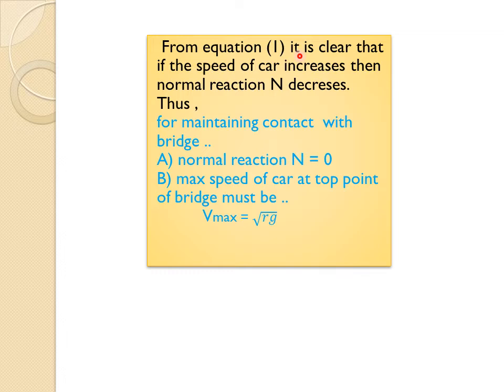From equation 1, it is clear that if the speed of the car increases, then normal reaction n decreases. Thus, for maintaining contact with the bridge, normal reaction n should be equal to 0 or approximately equal to 0, and the maximum speed of the car at the top point of the bridge must be under root rg. So Vmax is equal to under root rg at the top point of a convex bridge. This is the expression for the conditions for a car over a convex bridge.